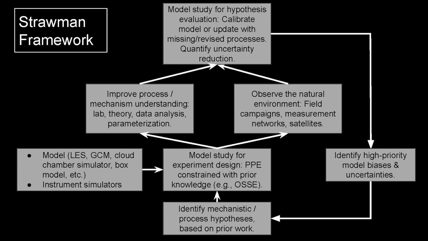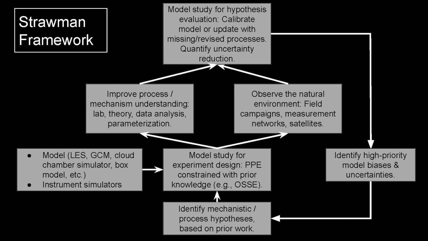And then after you've done that, you do a follow-up model study where you evaluate how well your model performed and whether your hypothesis was supported about what the needed improvement to the model process representation is. And then based on that evaluation and on the new observations you have, you recalibrate your model or you update it with missing or revised process representations. And then you quantify how much having done this whole process has reduced your uncertainty compared to what it was in advance of the experiment.